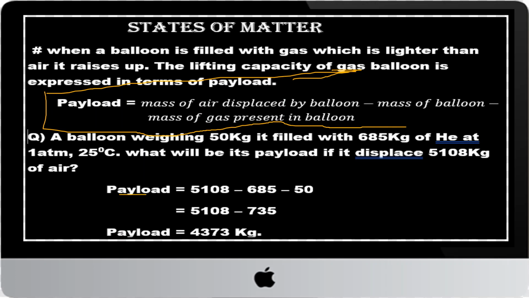Simply, payload equals the mass of air displaced by the balloon, 5108, minus the mass of gas present in the balloon, that's 685 kg, minus the mass of the balloon, that's 50. Simply solving this gives 473. That's the answer. This is about payload.